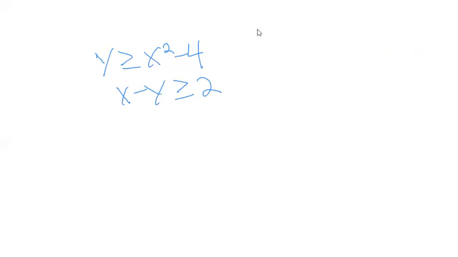Well, similarly, just like before, I want to graph them as if they're equal, not inequalities, to get my points and the idea of where everything occurs. So y equals x squared minus 4, and x minus y equals 2. So for this first one, x and y intercepts.